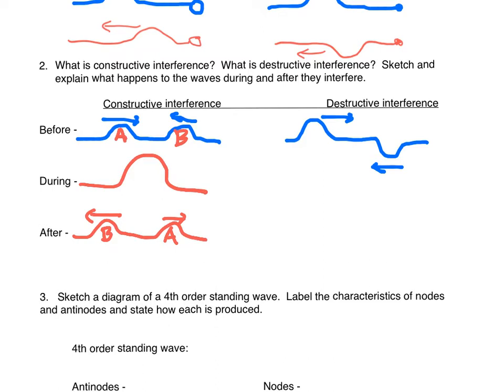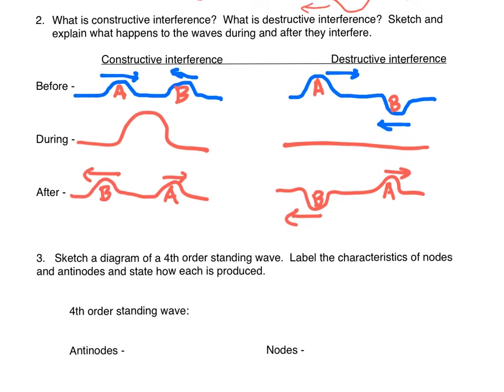For destructive interference, here we have a positive A pulse and a negative B pulse, for example. Well, positive and negative pulse will make zero, so a completely destructive interference with zero amplitude. Of course, after they destructively interfere, pulse A will keep moving to the right, and pulse B will keep moving to the left because waves are just energy passing through each other.